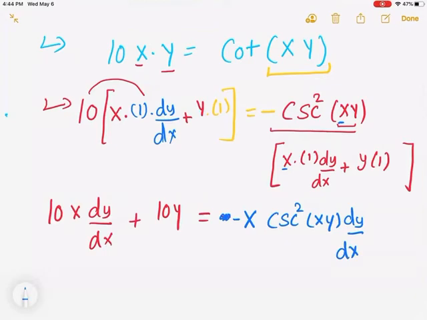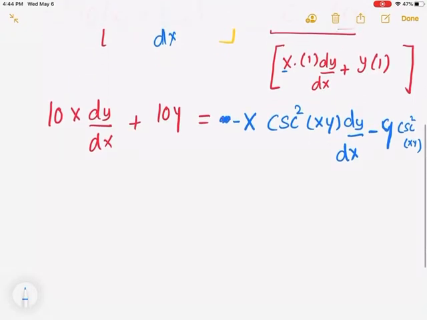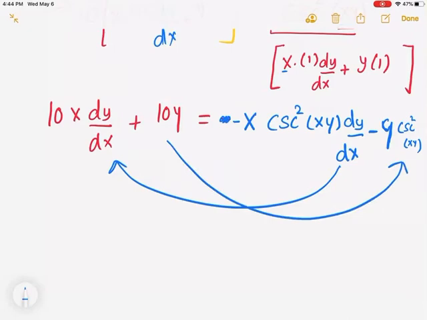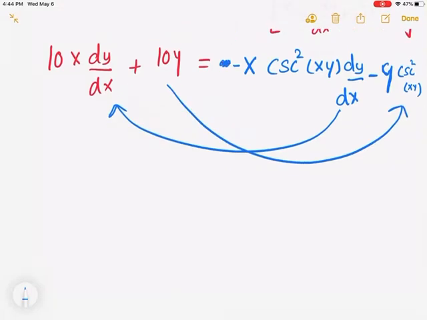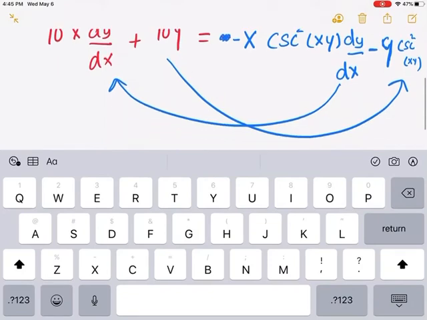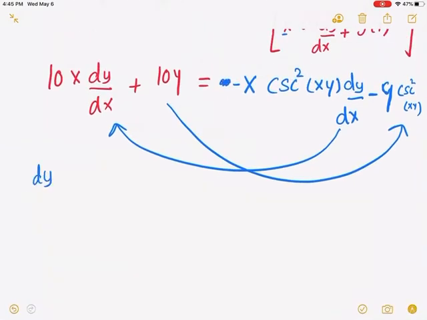For the second part, again I need to distribute the negative, so it's negative y cosecant square of xy. I hope you understand this part. Now, time to put the dy terms on one side and move the rest of the stuff to the other side. So I move this dy term to this side, and I take this term to the other side. I'm going to skip a step here and factor out dy over dx.